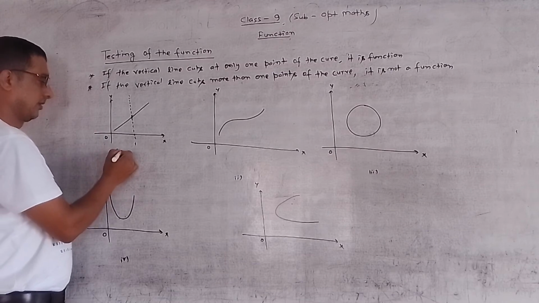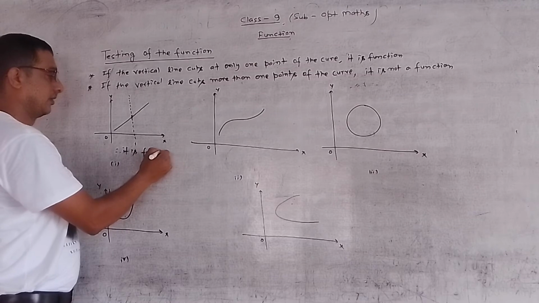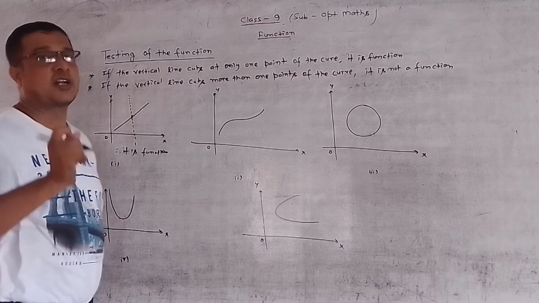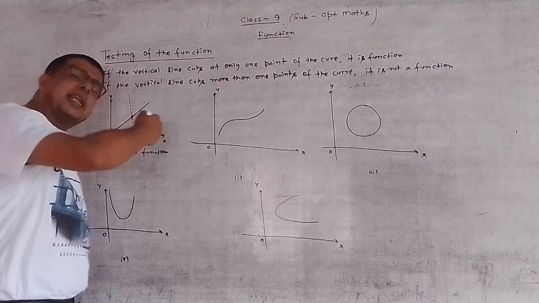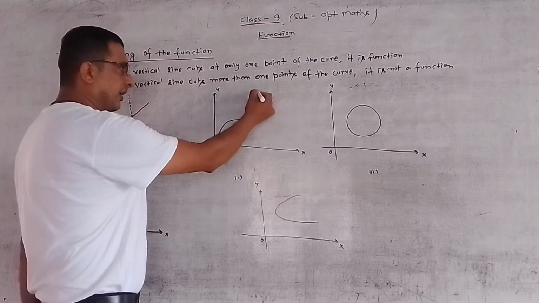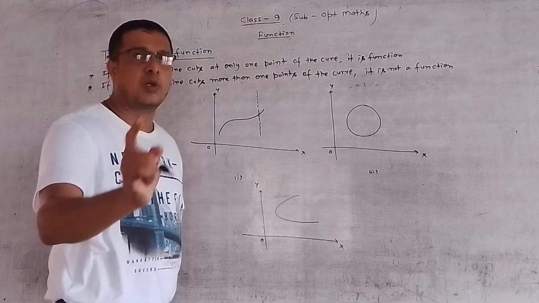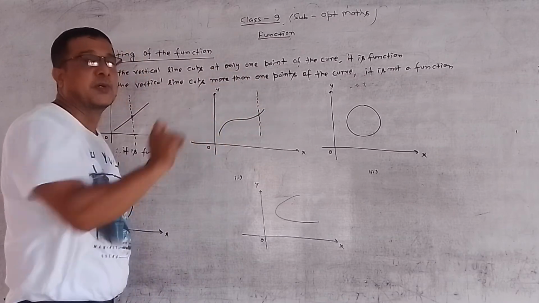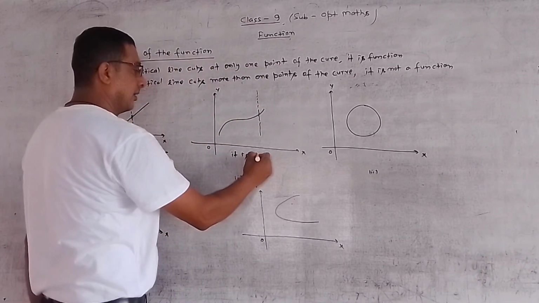Therefore, it is a function. The given curve represents a function. Look at here. You can draw anywhere. Then you can say, I am going to draw here. Yes. Again, the vertical line intersects at only one point. So the given curve represents a function. It is a function.